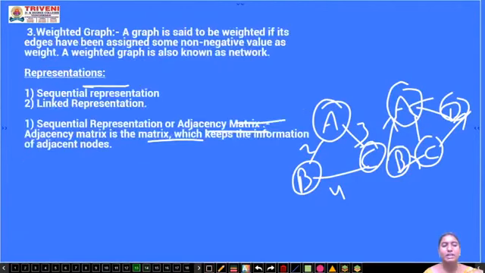So here the next one is weighted graph. A graph is said to be a weighted graph if its edges have been assigned some non-negative value as weight. A weighted graph is also known as a network.